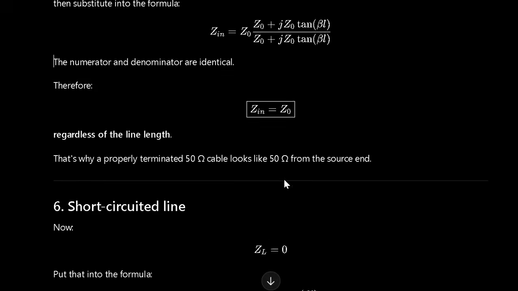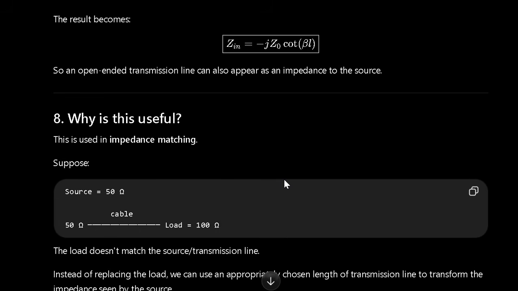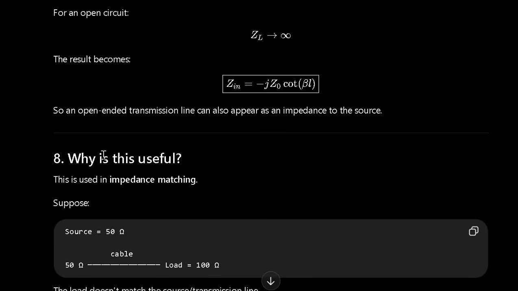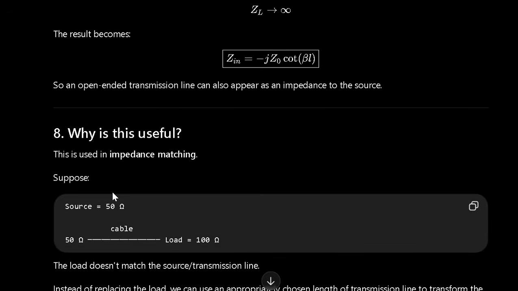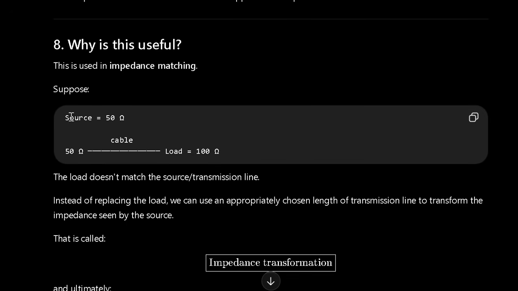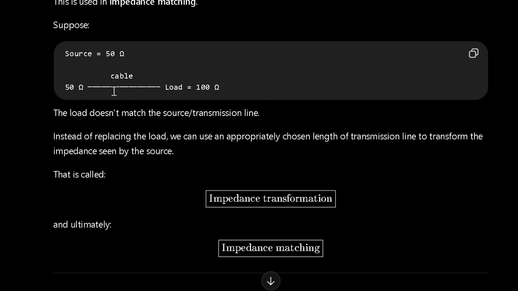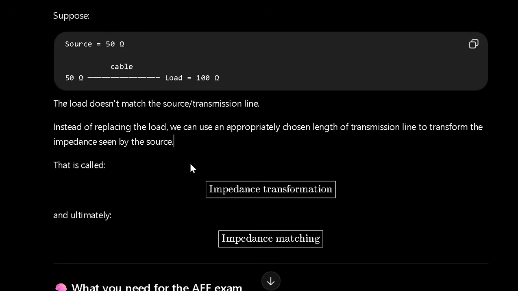Where you can see that the value is cot beta L for open circuit line. Why is this useful? Suppose to match the impedance, source is 50, load is 100. How can we match the impedance? By simply increasing the cable length. The load doesn't match the source or transmission line. Instead of changing the load, we increase the length of the transmission line.